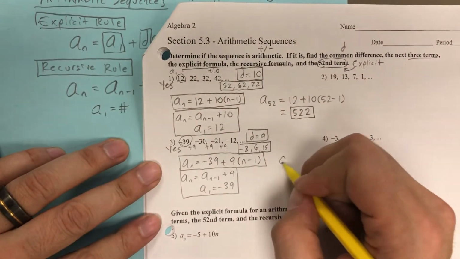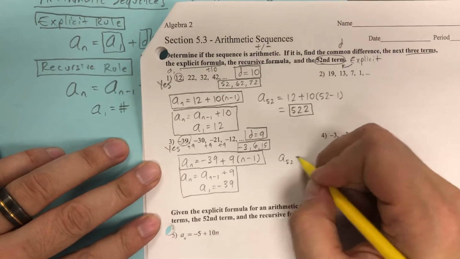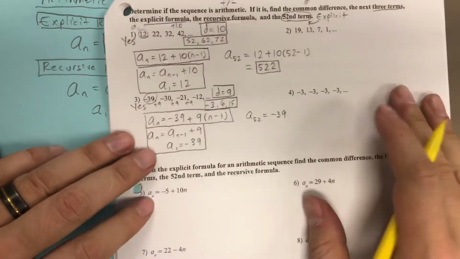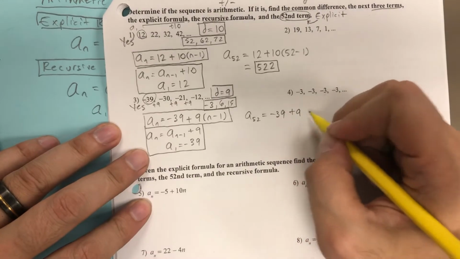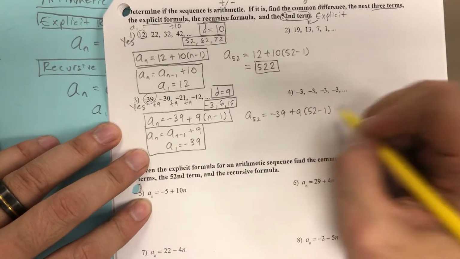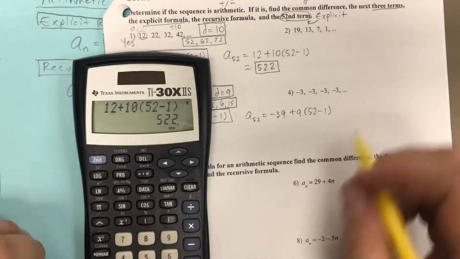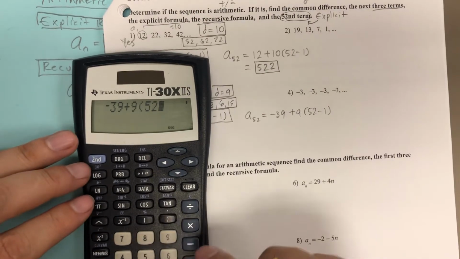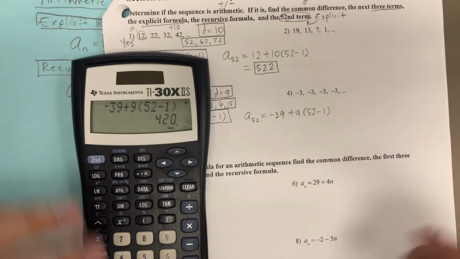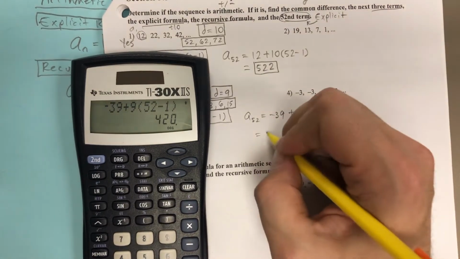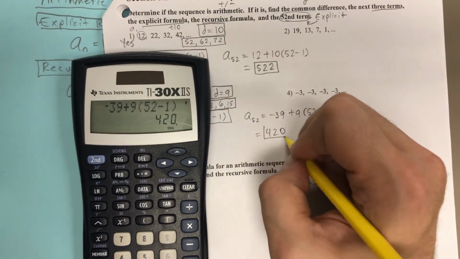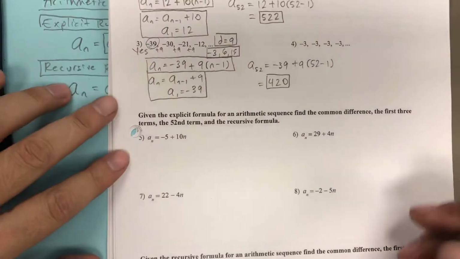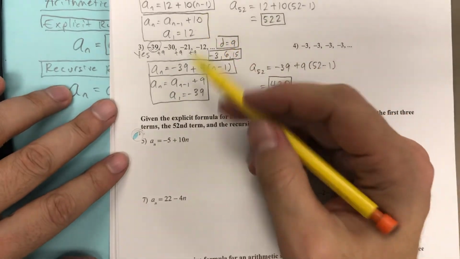So let's plug in 52. A52, the 52nd term, is equal to negative 39 plus 9 times 52 minus 1. And then just let your calculator do the rest. Negative 39 plus 9 times parentheses 52 minus 1. And that gives us 420. Okay, so anyways, that's 5.3, numbers 1 and 3.